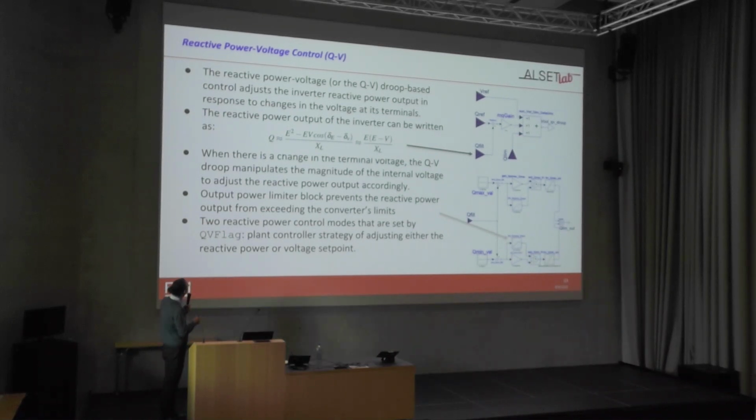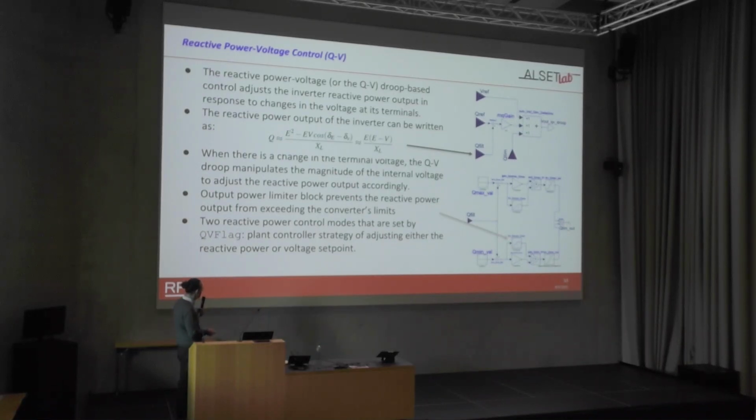This is called the reactive power to voltage droop. So basically here, if you take a small approximation to reactive power that goes in here, you can basically calculate out of this product, which is just a constant parameter. This is the internal voltage, and this is the terminal voltage. So when you put this into here, you have a change in the terminal voltage, and so the droop will manipulate the magnitude of the internal voltage to adjust the reactive power output.